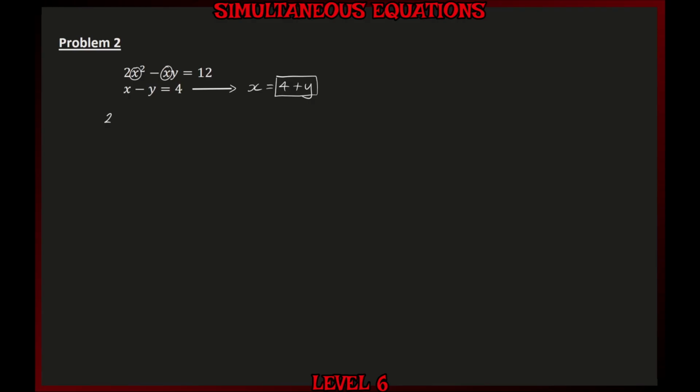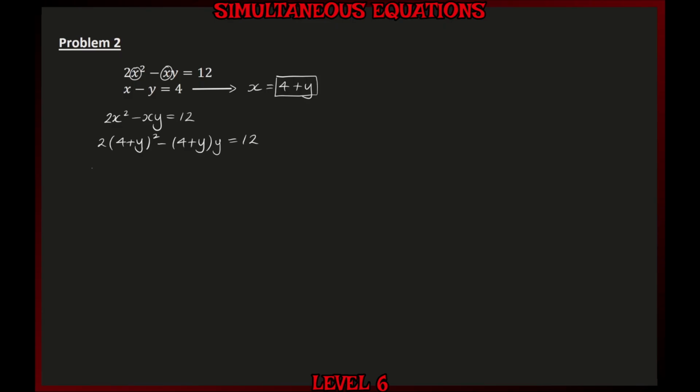So the first equation, 2x squared minus xy is equal to 12, becomes 2 times, now the x is becoming 4 plus y, and it still needs to be squared, minus, and then we have again 4 plus y in place of x, multiplied by y is equal to 12. And what we've achieved here is we now have an equation that's just in terms of y. So we can hopefully expand, simplify, and then solve.